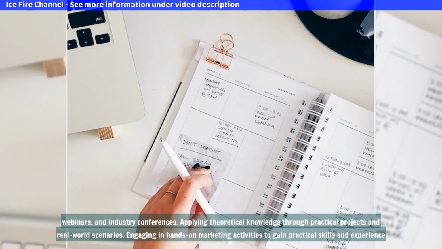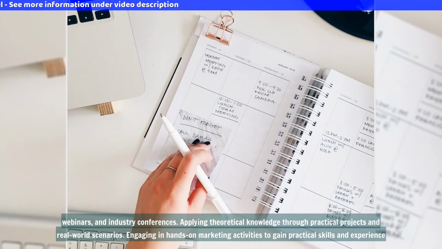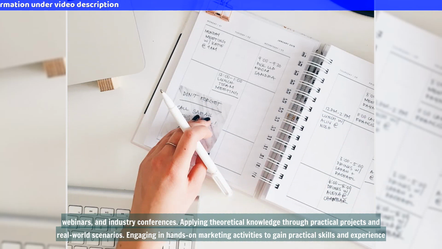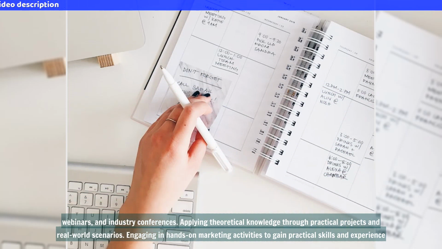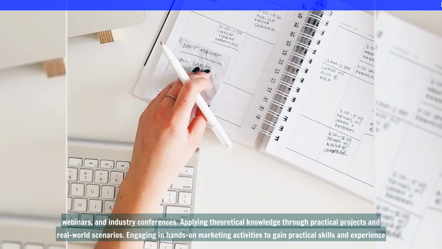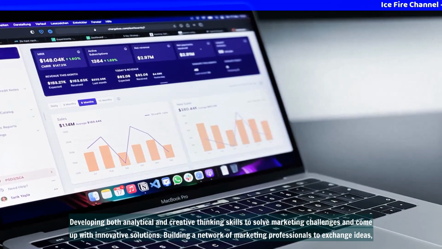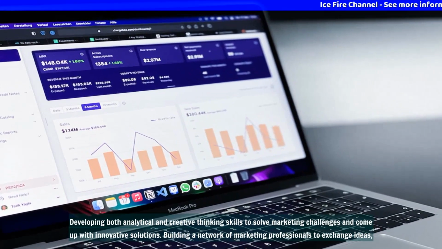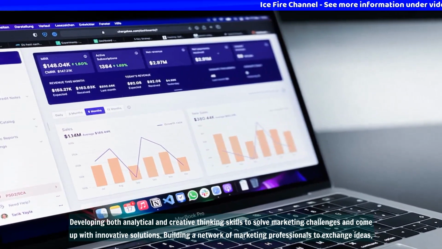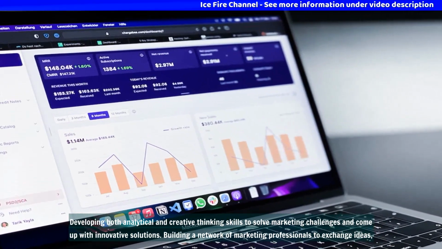Applying theoretical knowledge through practical projects and real-world scenarios. Engaging in hands-on marketing activities to gain practical skills and experience. Developing both analytical and creative thinking skills to solve marketing challenges and come up with innovative solutions.